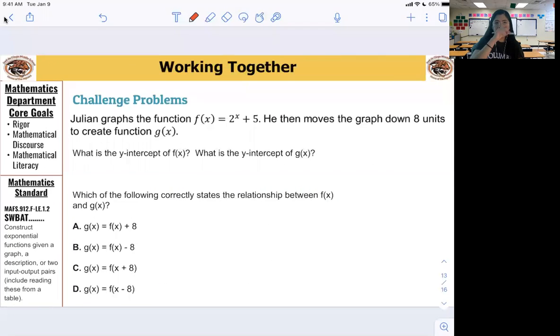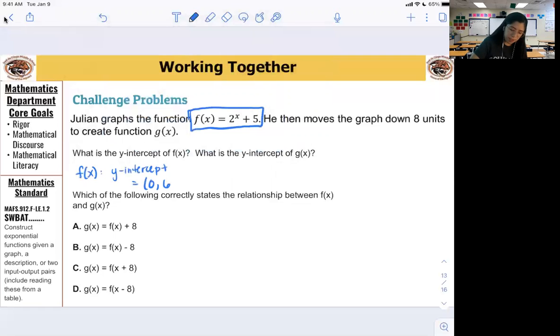Okay, real quick. Julian graphs the function f of x equals 2 to the power of x plus 5. Then he moves the graph down 8 units to create g of x. What is the y-intercept of f of x? What is the y-intercept of g of x? What would be the y-intercept for f of x? 6. Good, 6. (0, 6). How'd you do that, Lauren?